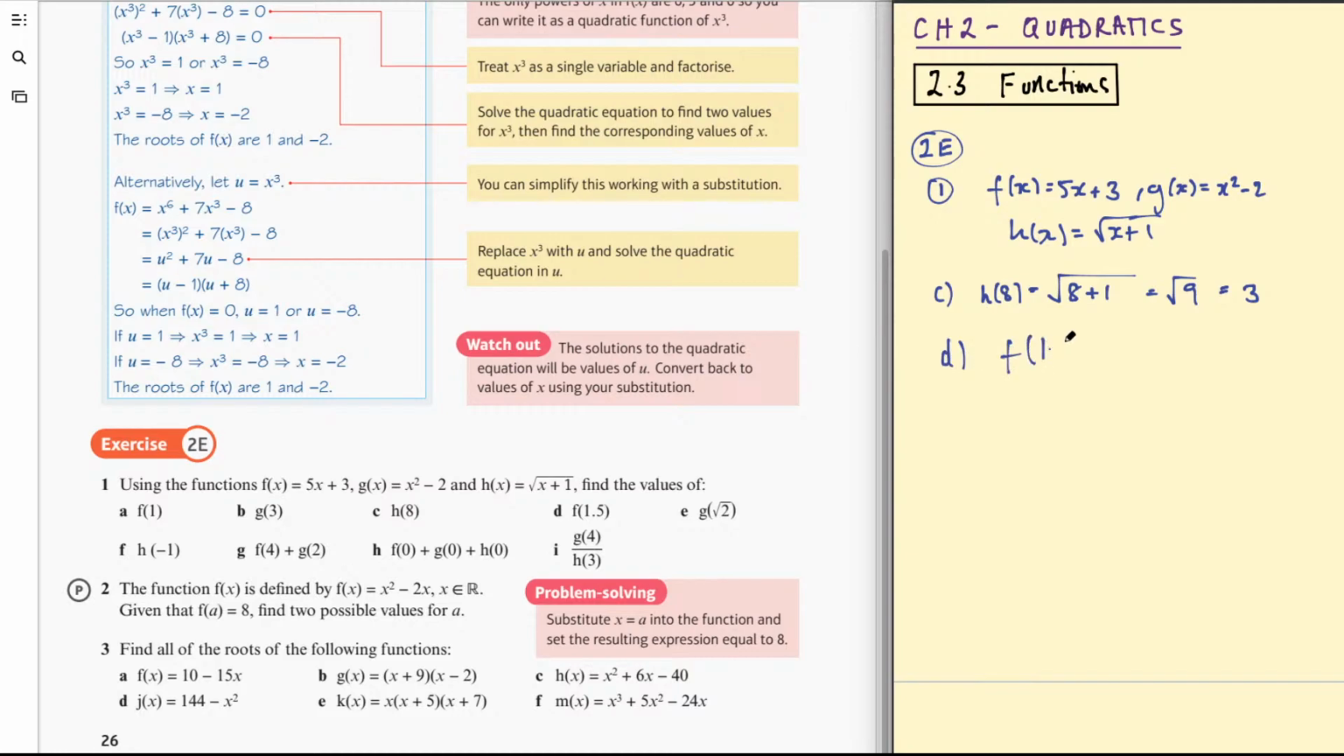D, f of 1.5. So input 1.5 into this function. So remember that's 5x plus 3.